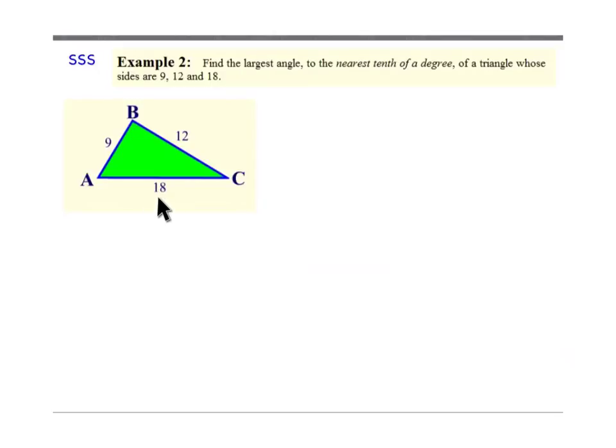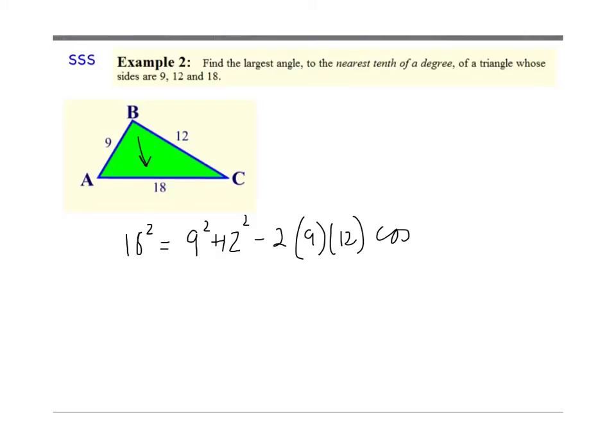So right here, the biggest angle is going to be angle B. To set this up, the side that I want is here. So I'm going to start with 18 squared is equal to the other two sides, 9 squared plus 12 squared minus 2 times 9 times 12 cosine of B, or x, or whatever you want to call the angle.